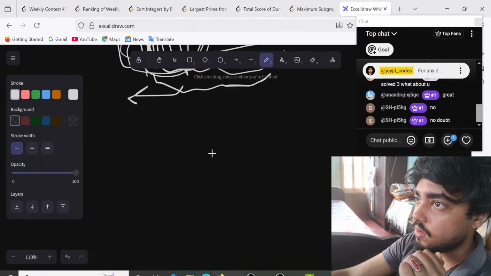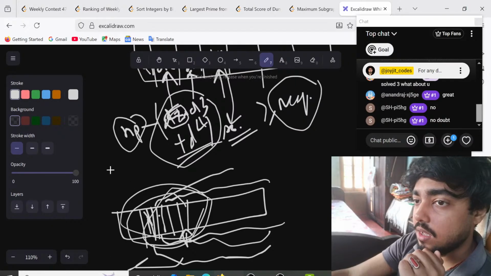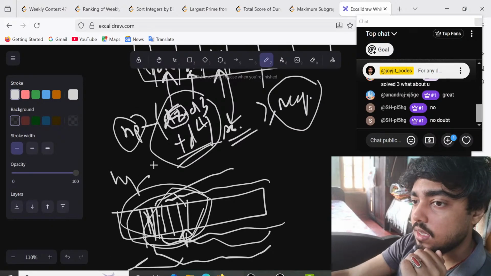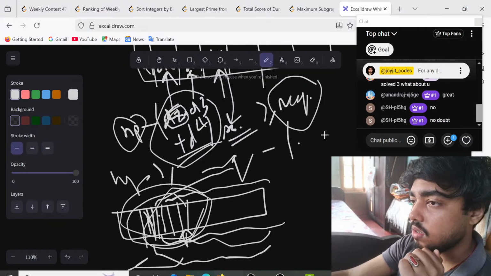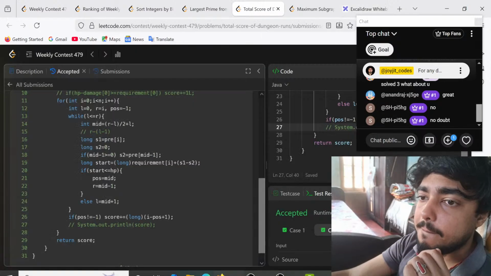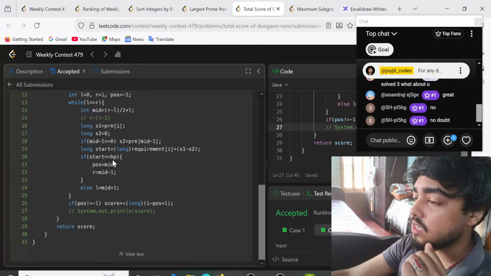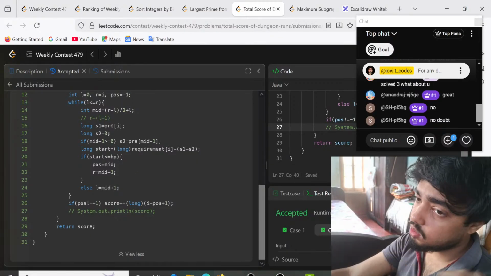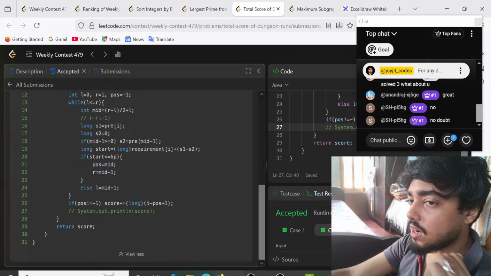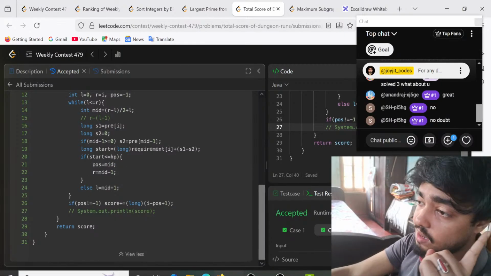See, I just told you that HP minus this is greater than or equal to requirement, which means HP is greater than or equal to requirement minus D1 minus D2 dot dot dot. Correct? This is the part that I'm trying to convey. So this start should be less than or equal to HP. If start is less than or equal to HP, then position is equal to mid. We got a valid position.